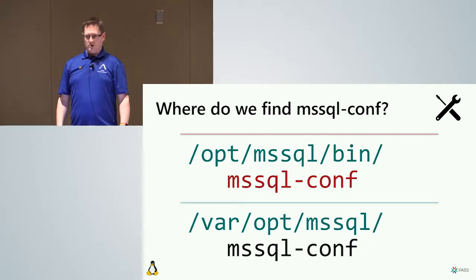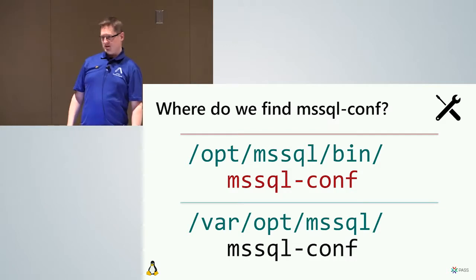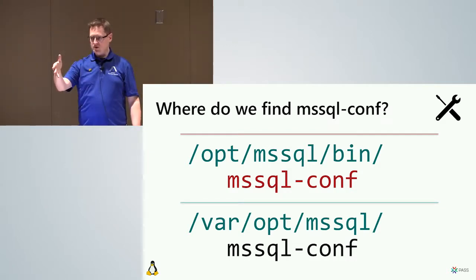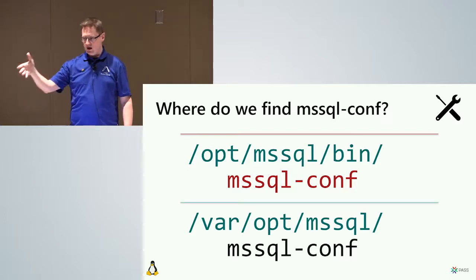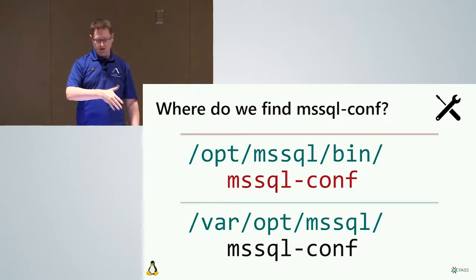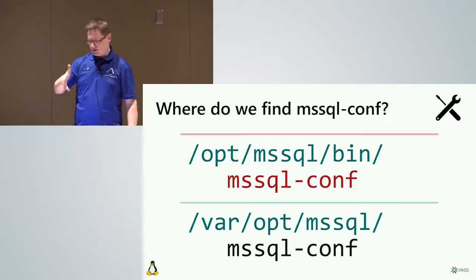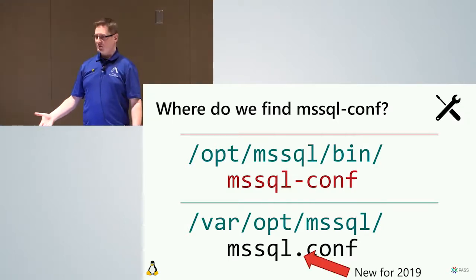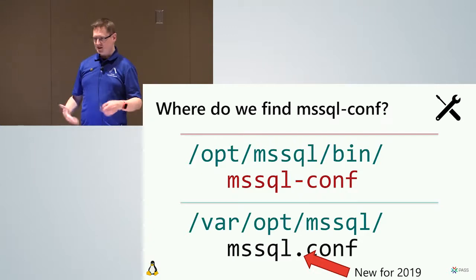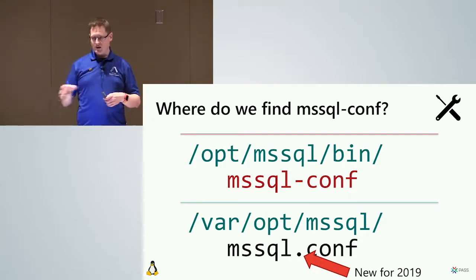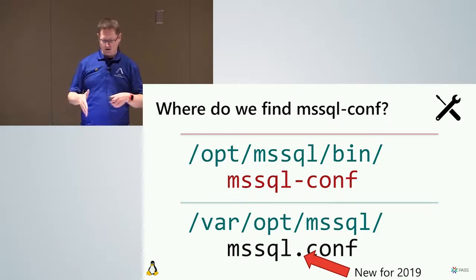This is what it was until I changed my slides. There was the command, which is in /opt/mssql/bin/mssql-conf. And then the file was /var/opt/mssql/mssql-conf. But Microsoft came to some sort of understanding that it is slightly confusing having the same name for both. So in 2019, the configuration file is now mssql.conf. So it's a little easier to figure things out.